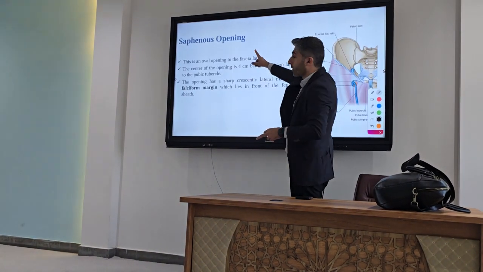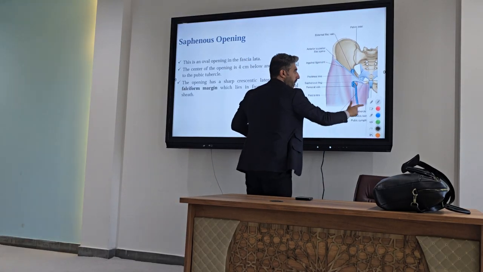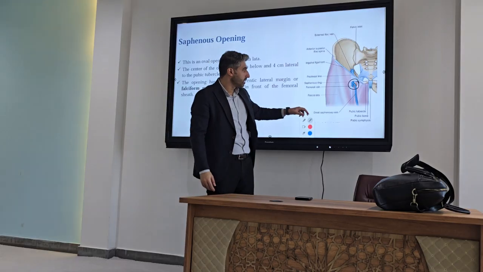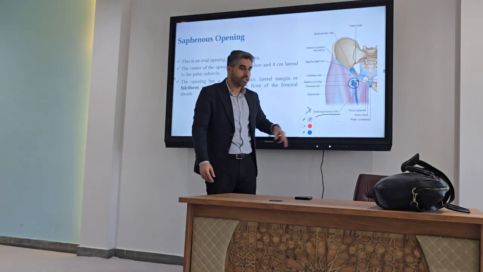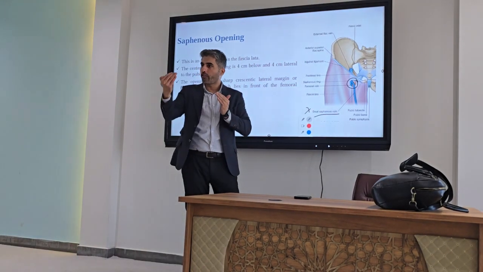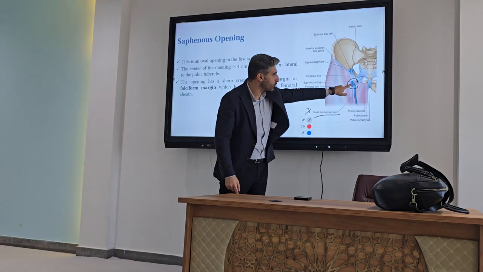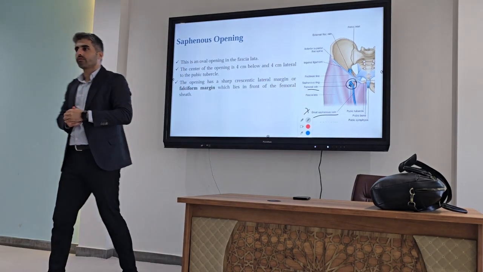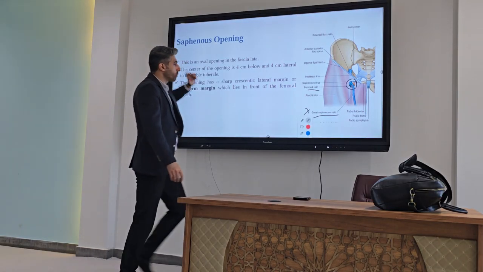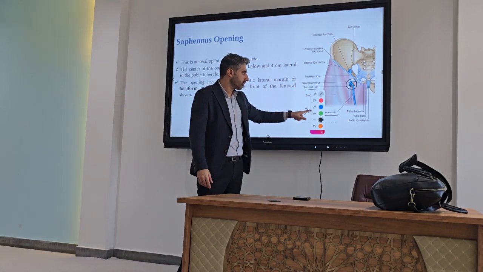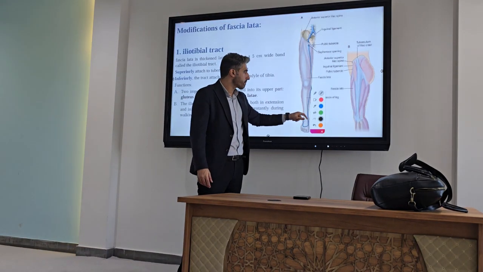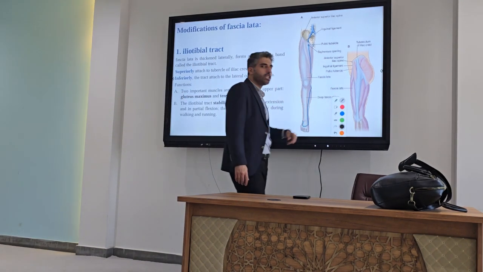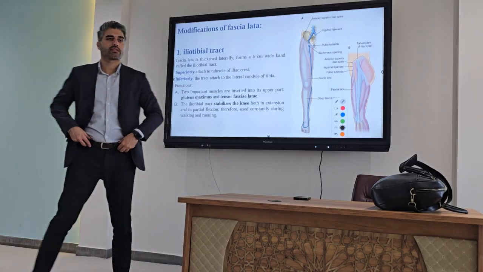Another look at the saphenous opening, this one. This opening in the fascia lata is the saphenous opening. And the great saphenous vein, this superficial vein, finally goes deep and attaches to the deep vein, the femoral vein. Okay, saphenous opening. Another structure in the fascia lata is the iliotibial tract.